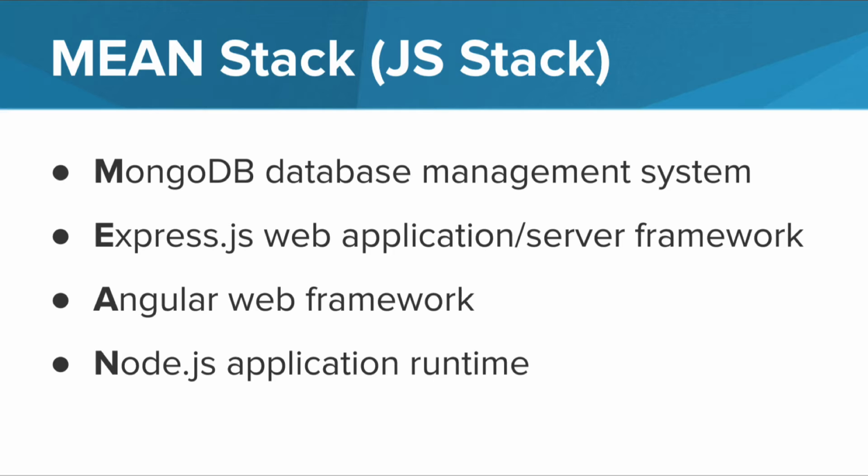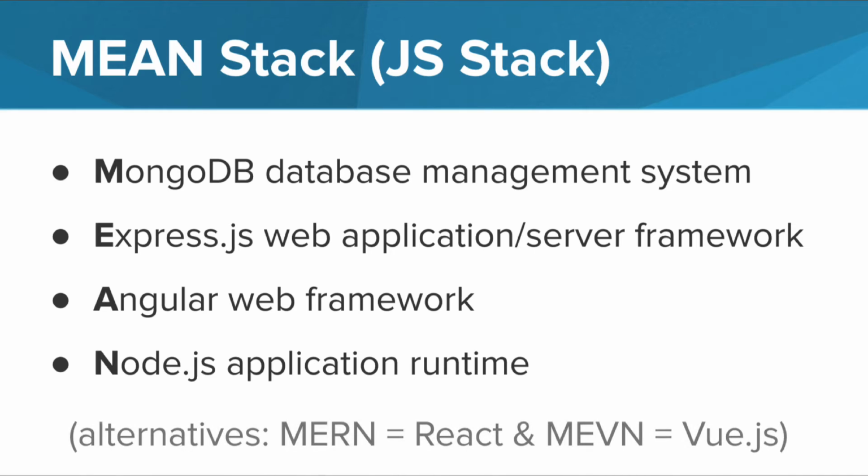There are alternative web frameworks that developers may choose to use instead of Angular. For example, the MERN stack uses React, and the MEVN stack, M-E-V-N, uses Vue.js. Both are alternative JavaScript frameworks. A web developer may choose this web stack if they're very familiar with JavaScript and prefer to use it as their language of choice in both front-end and back-end code. It may be easier for a full-stack developer to get started with a web project using JavaScript than learning other coding languages and frameworks.